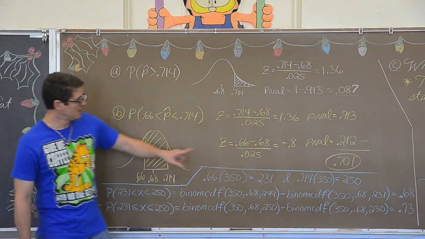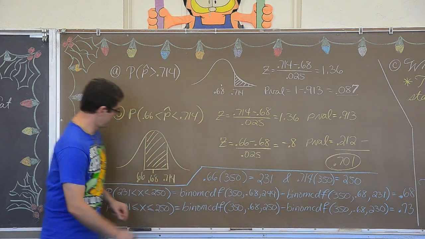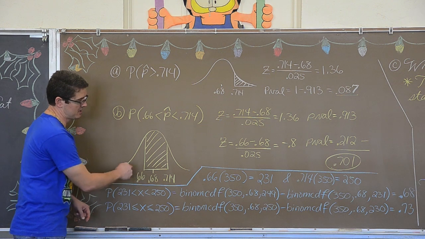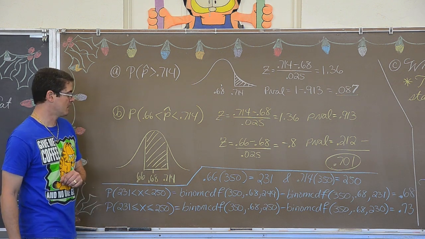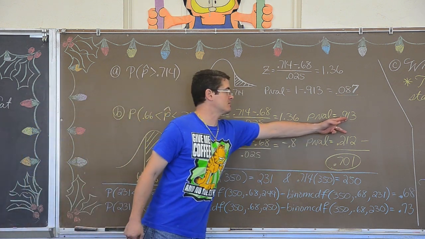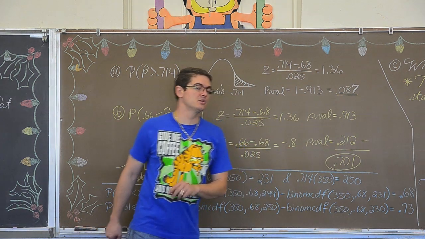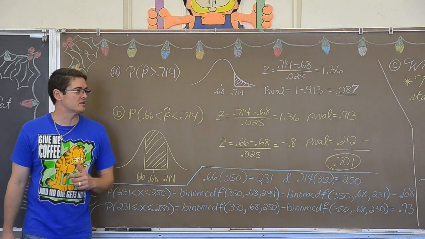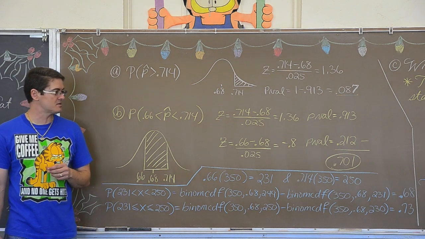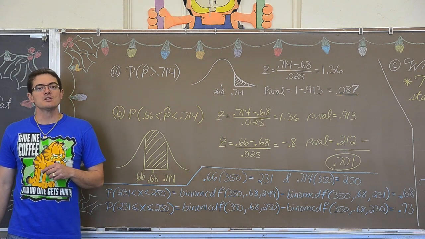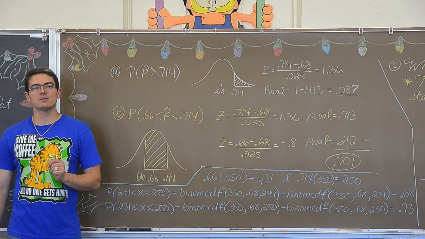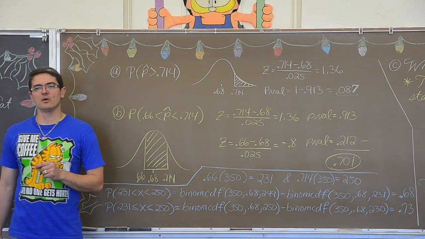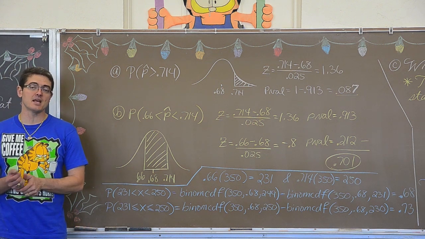So 0.212 is the area to the left, this tail area that's not shaded because we're going to subtract it out. And when we do that subtraction, 0.91 minus 0.21 comes to 0.701. I didn't write the summary statements because I wanted to get as many examples up in this one video as I can. So there is a 70.1% probability that between 66 and 71.4% of my samples say yes, they travel to see family.